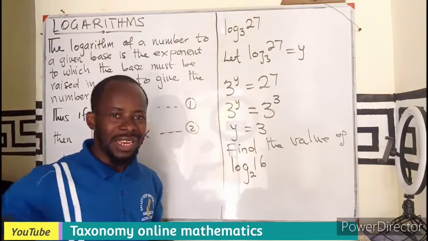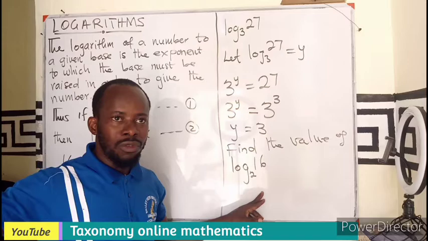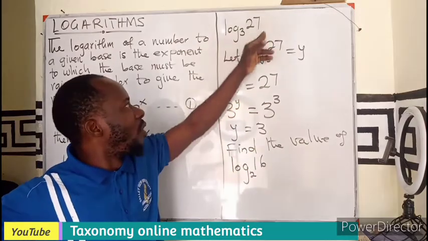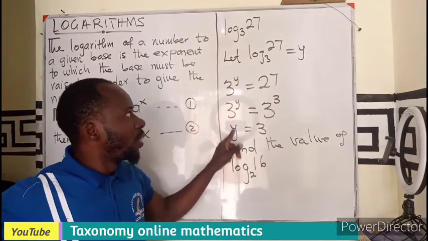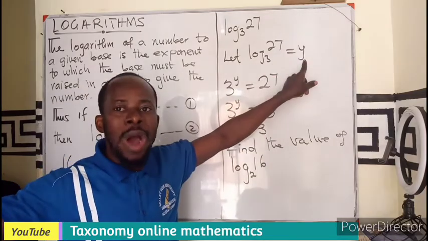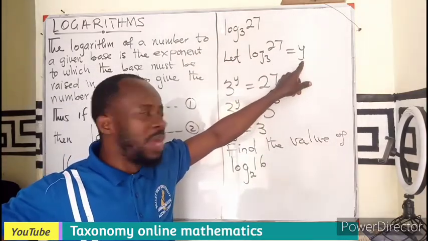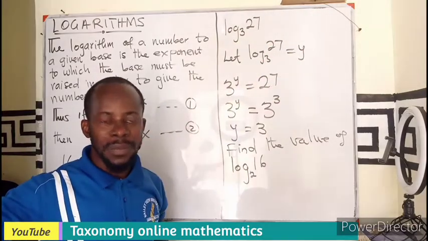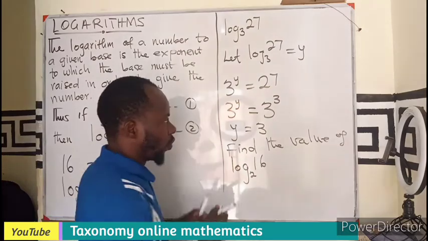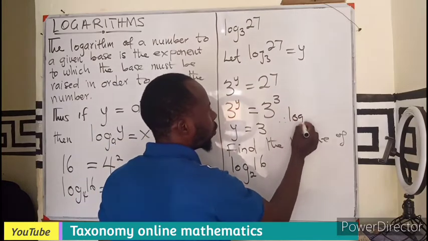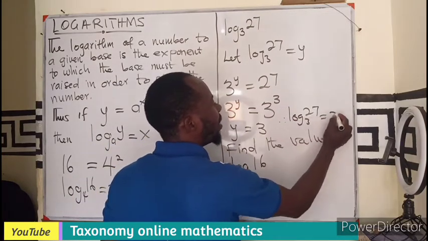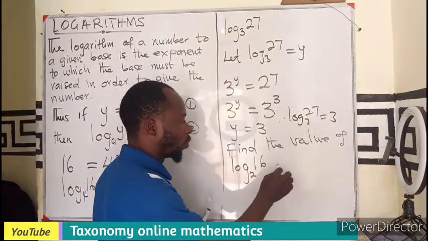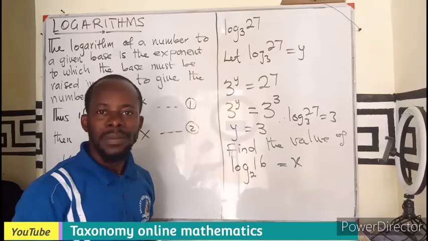log 16 base 2. So to get the value of this, in this case, the value of all of this is going to be 3, because the whole of this we let be y. So if y is replaced with 3, it means the value of this is just equal to 3. Alright, so I think to write it, therefore, your log 27 base 3 is just 3. So in this case, we are going to let this also equal x.